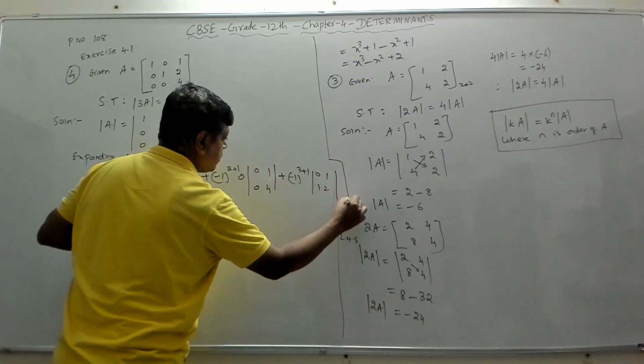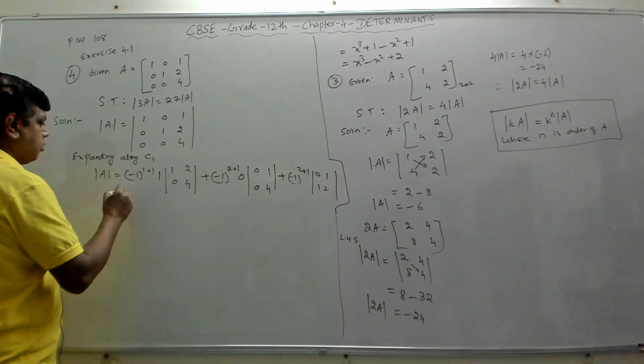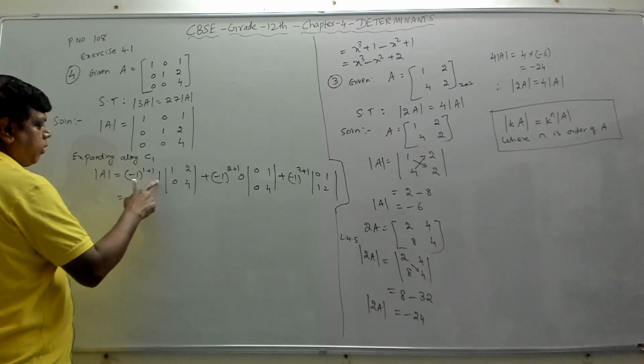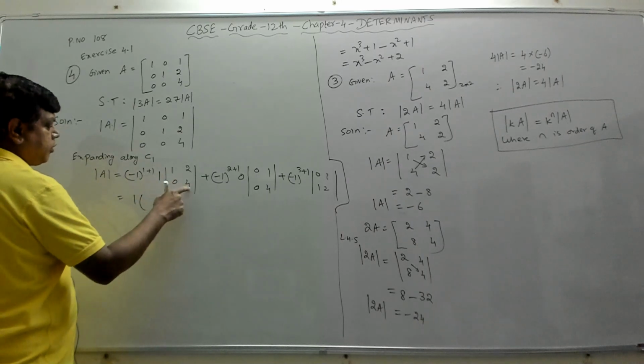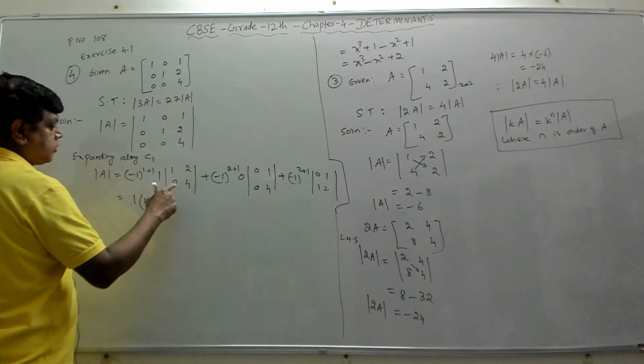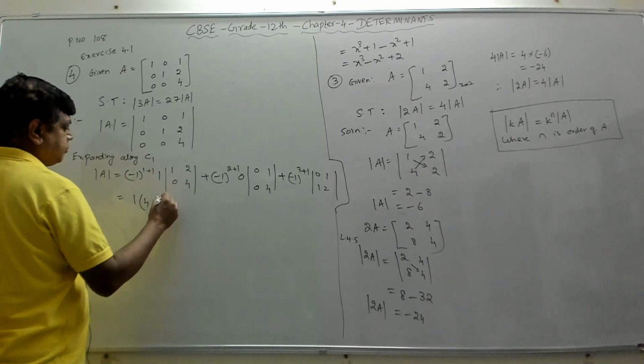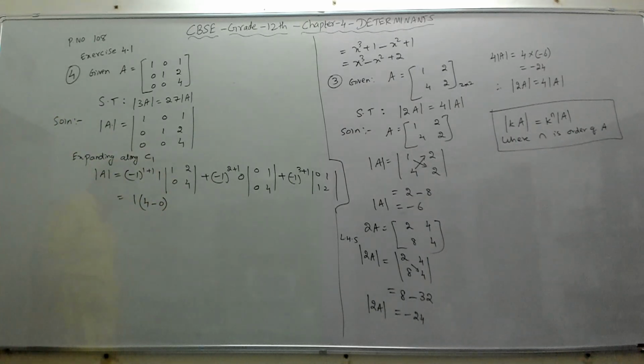Clear? Now if you do this, minus 1 power 1 plus 1 is 2, which is 1. 1 into 1 is 1, into 1 into 4 is 4. Minus 0 into 2 is 0. Fine.